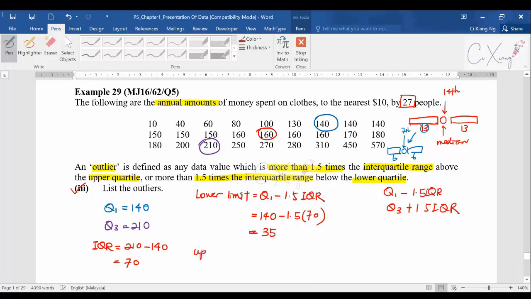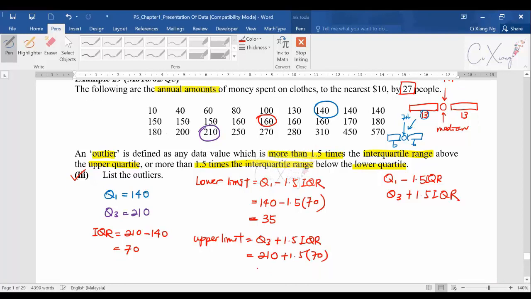Then how about the upper limit? The upper limit will be Q3 plus 1.5 IQR. So it's Q3, 210, plus 1.5 multiplied by 70. What do you get here? 210 plus 1.5 multiplied by 70. So we get 315.